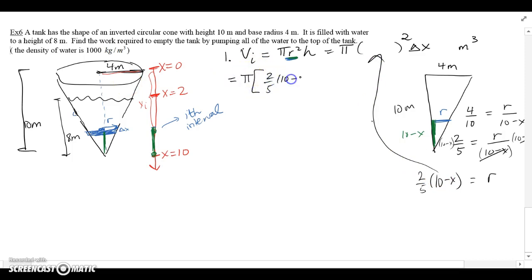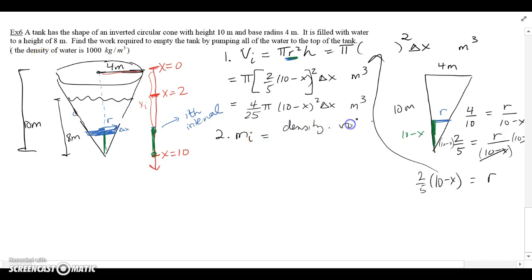(2/5 (10 minus x)) quantity squared, times h, which was delta x, the height of the cylinder, in cubic meters. Simplify that a little bit. We have our volume in cubic meters. Next, we're going to get our mass for that one piece since we have the density of water given to us. So it's going to be, of course, density times volume.